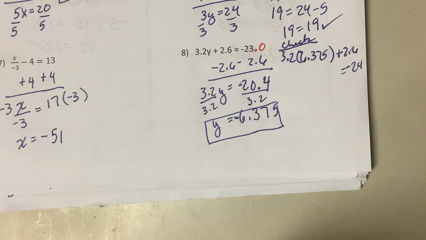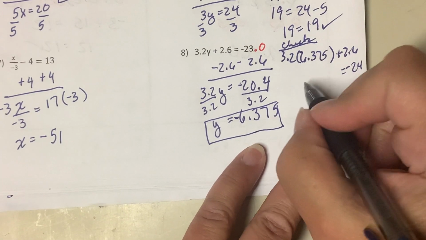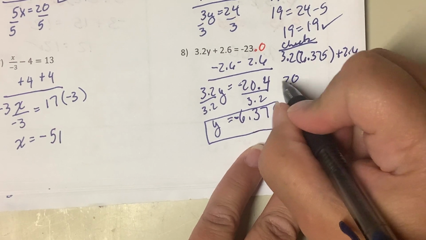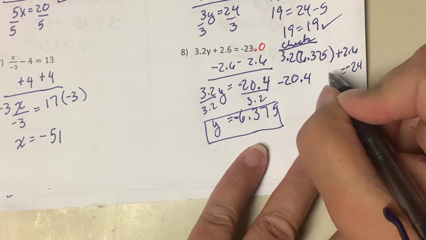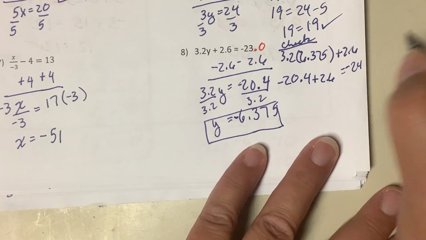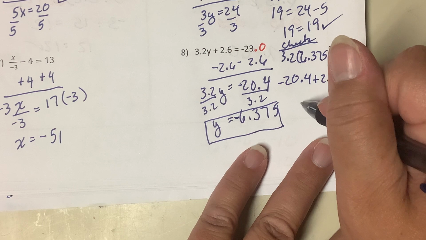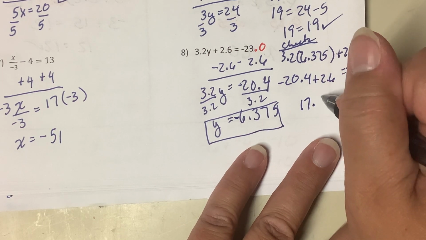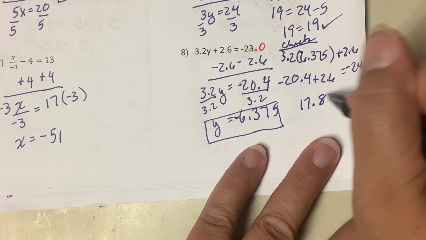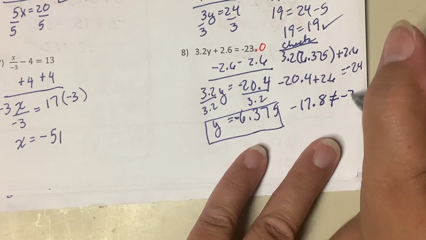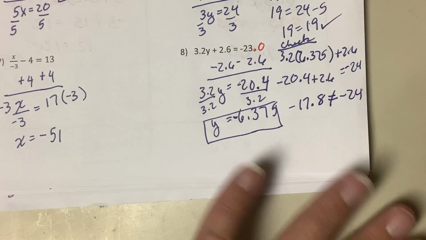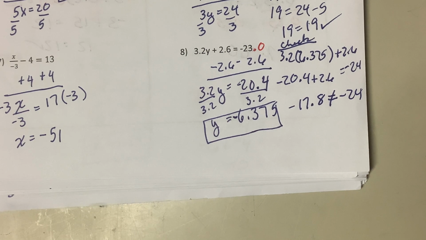All right, so I just realized why I'm so wrong. But this is negative 20 and 4/10 plus 2 and 6/10. And I'm going to end up with 17 and 8/10. And that is not equal to negative 23. I did it wrong. Just so you know, I did it wrong. Very wrong. It's not good.